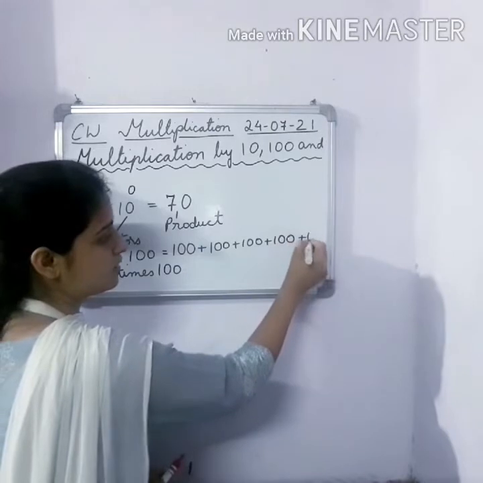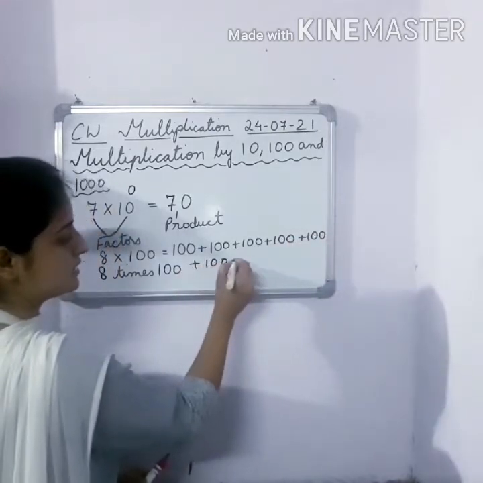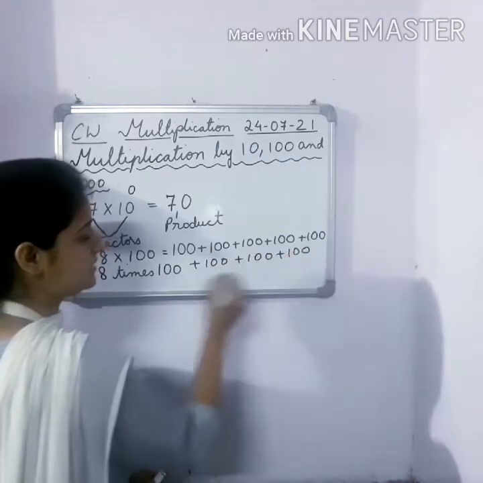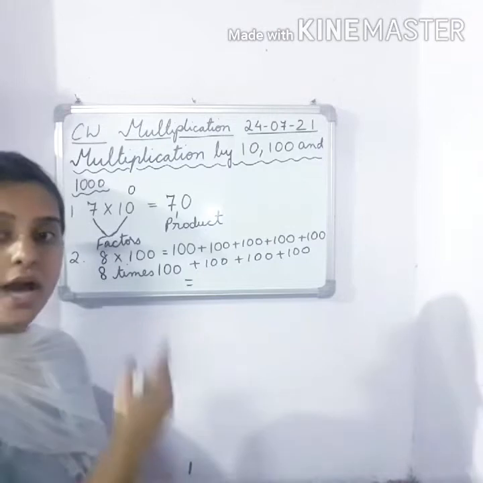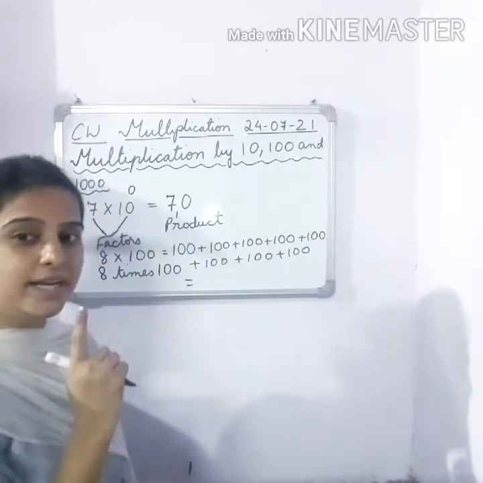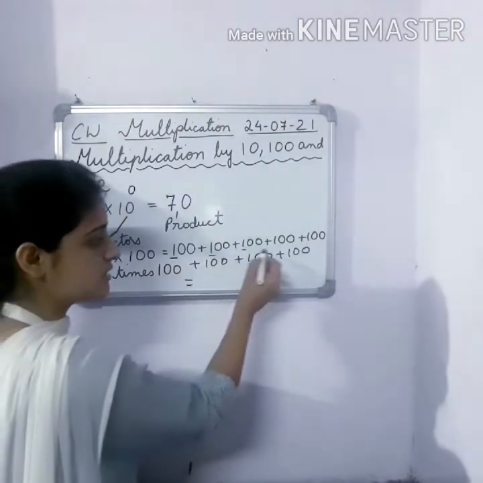4, 5, 6, 7, 8. Now children, will you add this 100 so many times? No. What did we learn now? That we will add all the ones.